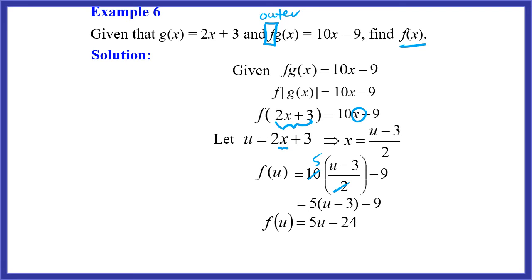Okay, so replace back because we want to find f(x), not f(u). So f(x) is equal to 5x minus 24. So example 5 is when we want to find the inner function, but example 6 is when we want to find the outer function. So please remember these two methods.